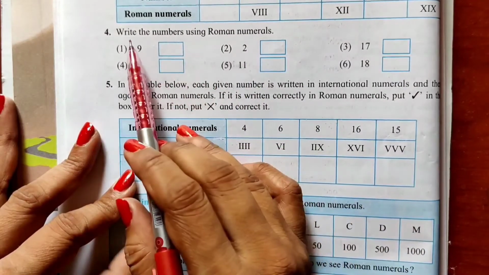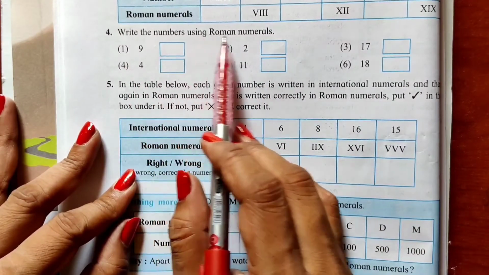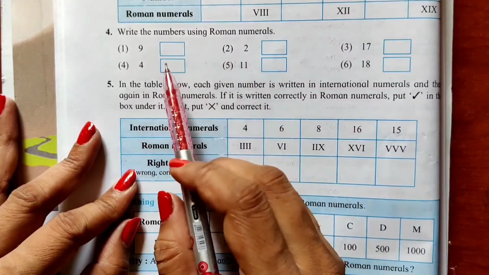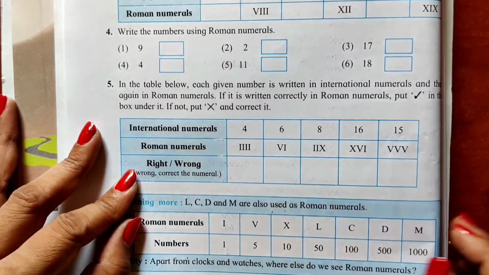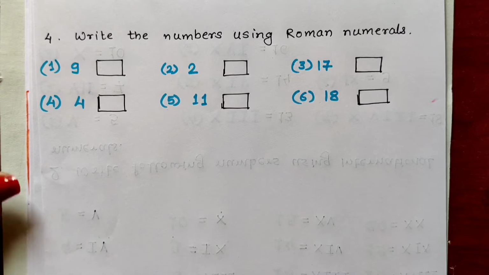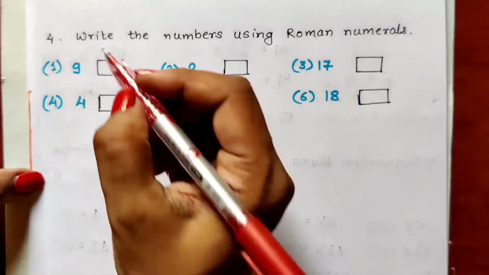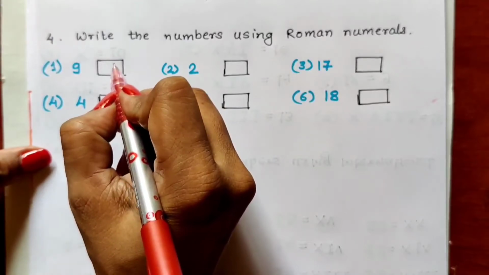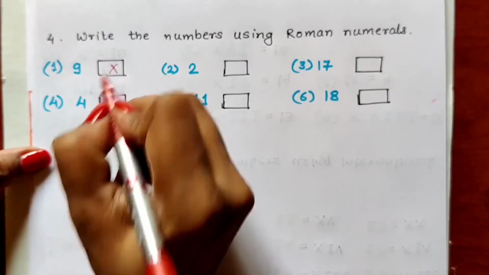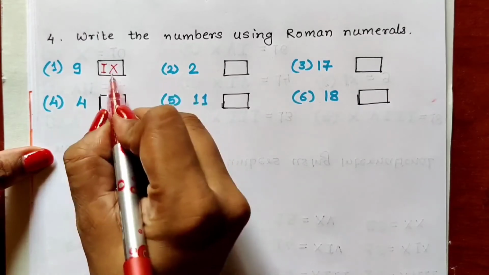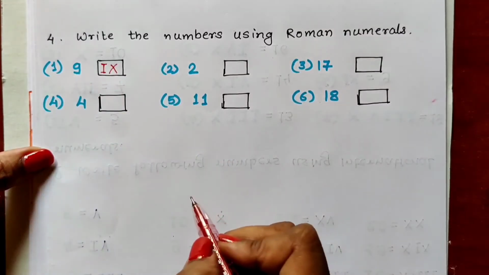Now question number 4. Write the numbers using Roman numerals. We have been given international numbers and we have to write them using Roman numerals. So let us write. First number is 9. 9, how to write? 10 minus 1. That means 10 should be written on the right hand side, 1 should be written on the left hand side. So 10 minus 1 is 9.